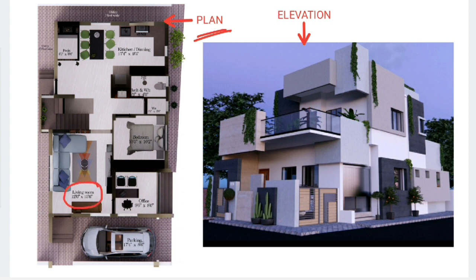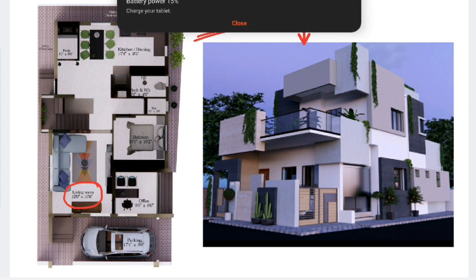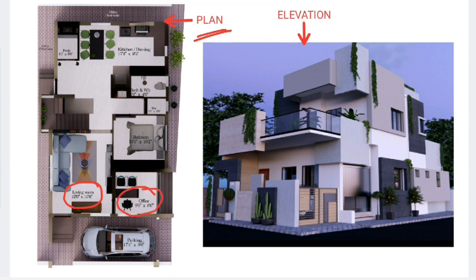Here we have the living room, an office room, and a bedroom. As well as a puja room, kitchen, and an inside staircase, which means it is a duplex house. Bath and WC are separate, and a wash basin is provided. Based on the requirements of the client, we have provided this plan.